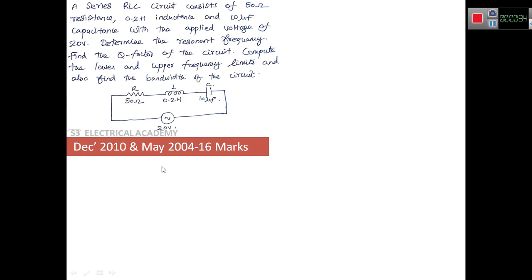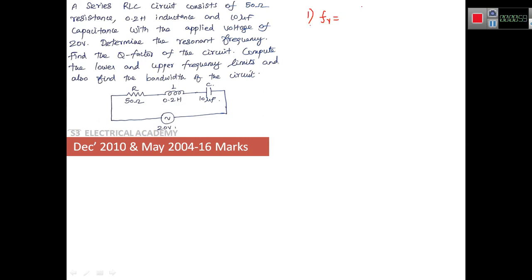A series RLC circuit consists of 50 ohm resistance, 0.2 Henry inductance, and a 10 microfarad capacitance with the applied voltage of 20 volt. Determine the resonance frequency FR, find the quality factor, F1, F2, lower cutoff frequency, upper cutoff frequency, and bandwidth. So we have to determine almost 5 parameters here. Let us see one by one.